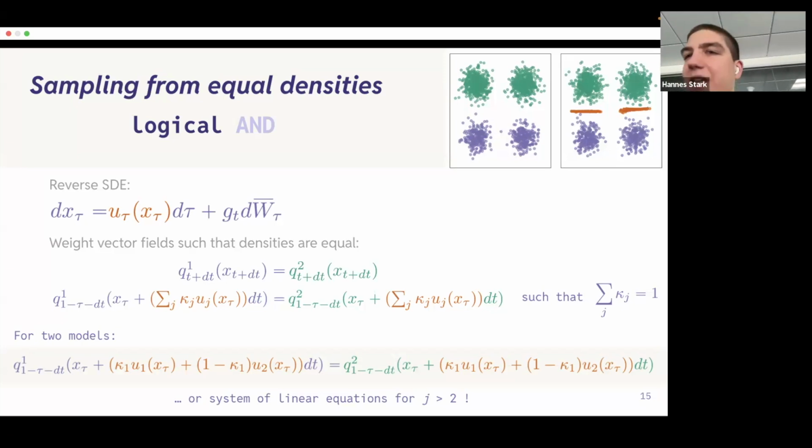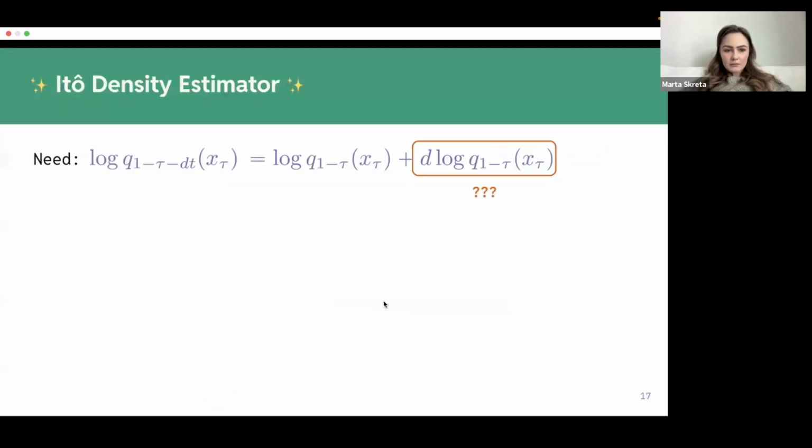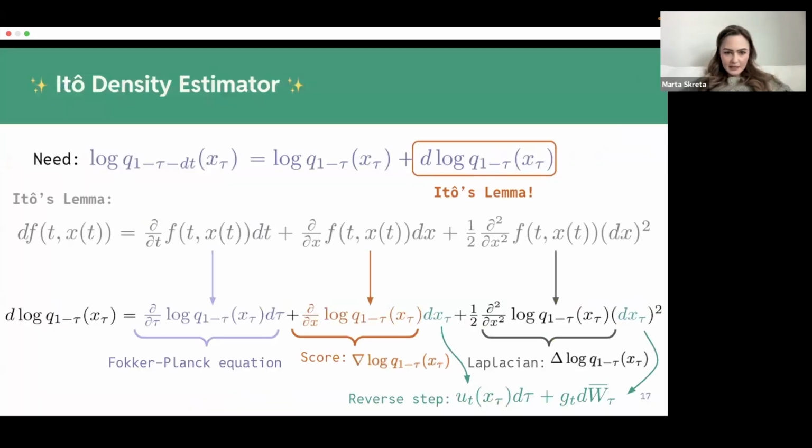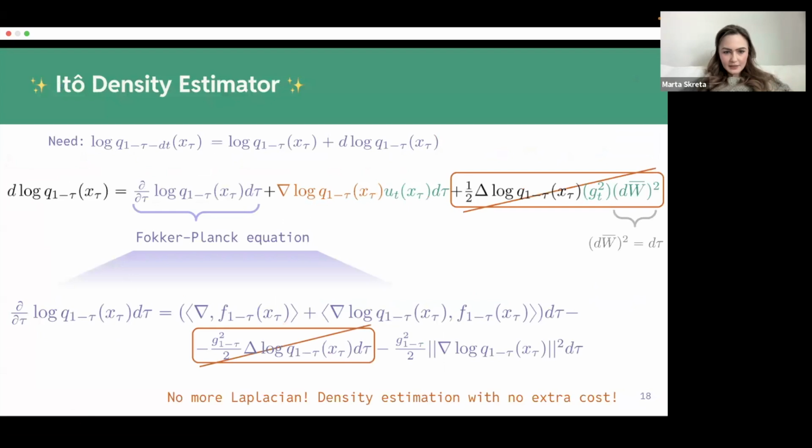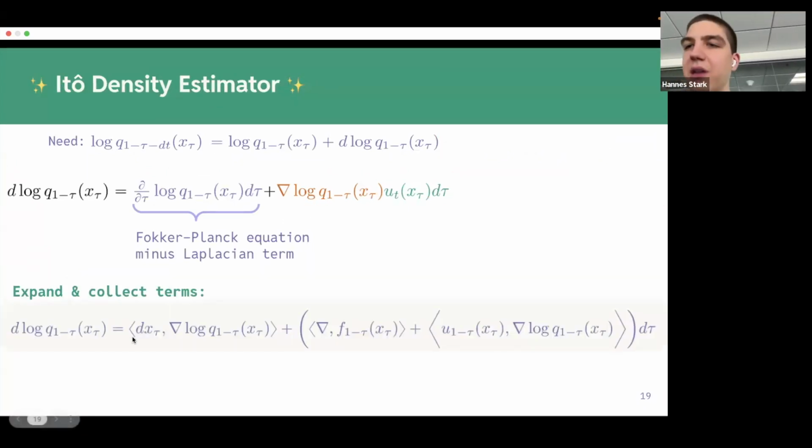Yeah, but for computing the density, we also need the... What we do is, if we want to figure out where the densities are equal, we have the density from model 1, and we want to find where that is equal, or the weight of the vector field such that it's equal to the density from model 2. Maybe I can do a better job of showing this.